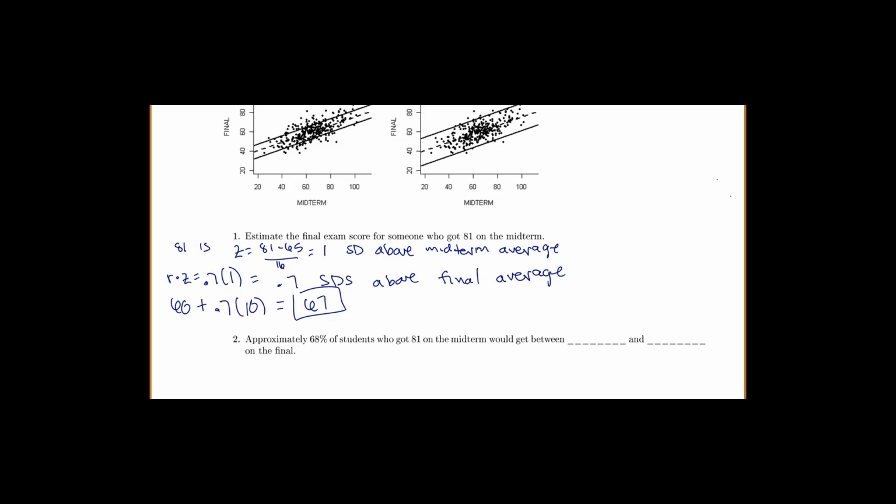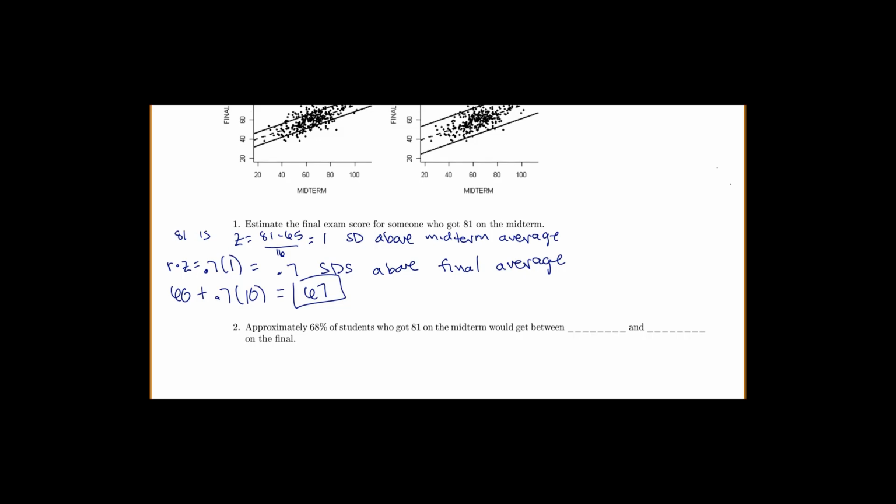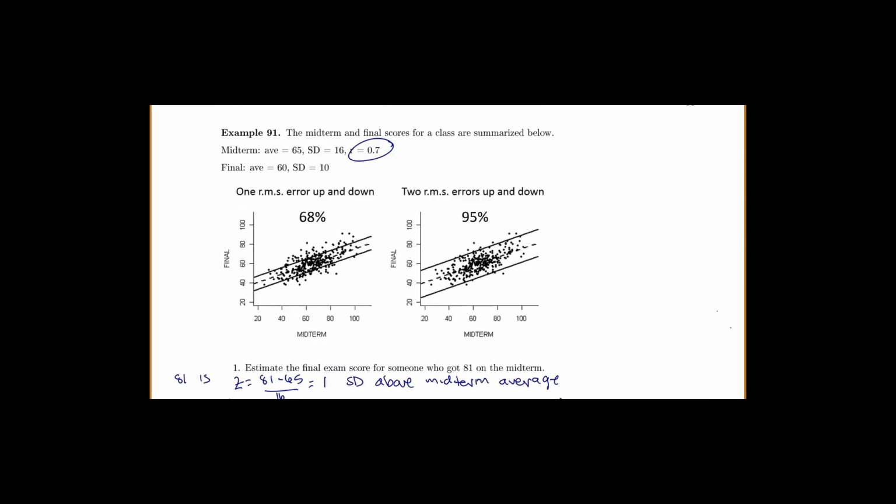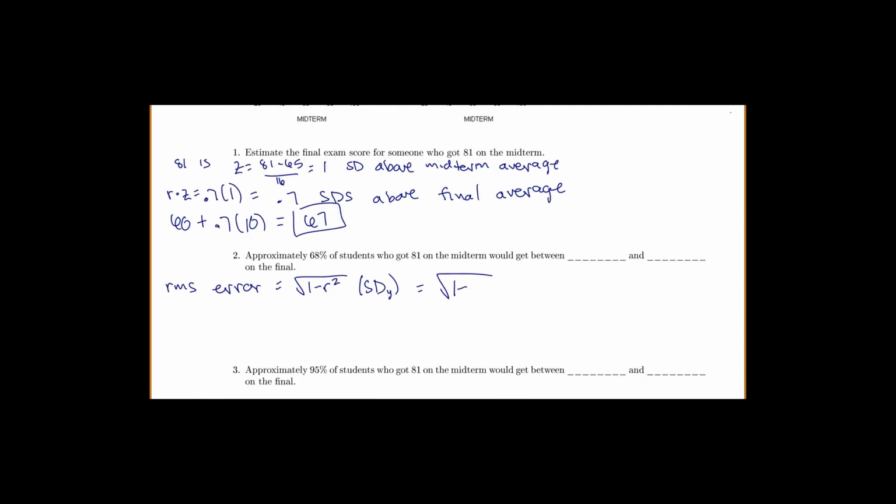Now let's calculate our RMS error. I'm going to calculate it, and then I'm going to read you the actual problem, what we're trying to find. So the RMS error, again, is the square root of 1 minus r squared, times the standard deviation of y. We're using the midterm to predict the final, so the midterm is x, the final is y. So r is 0.7, and the standard deviation of y is 10. So it's going to be the square root of 1 minus 0.7 squared, times 10. And this gives me 7.14.